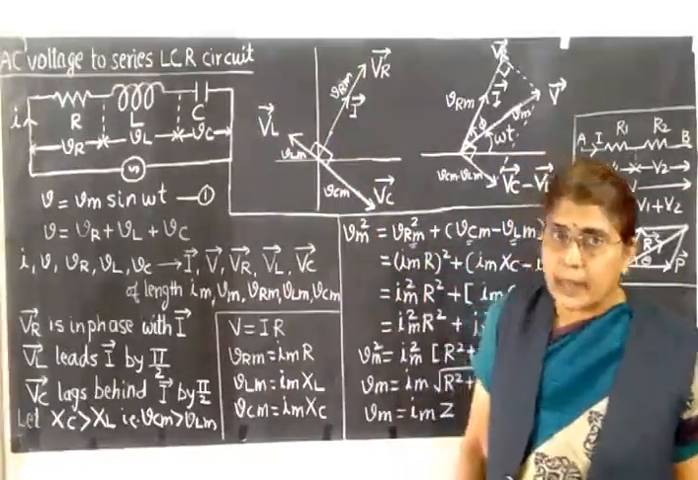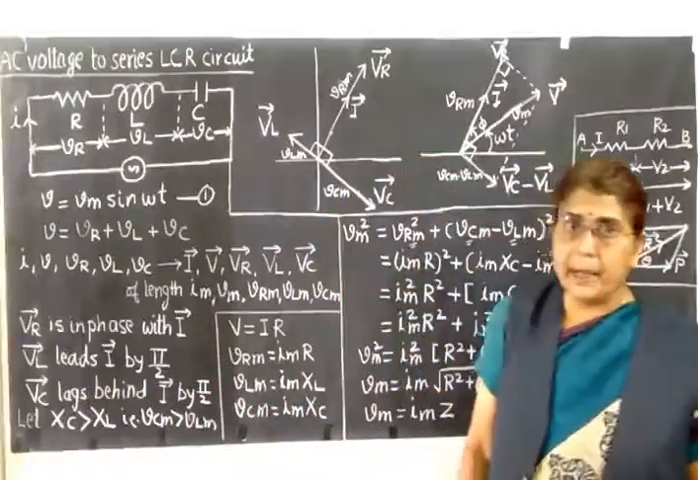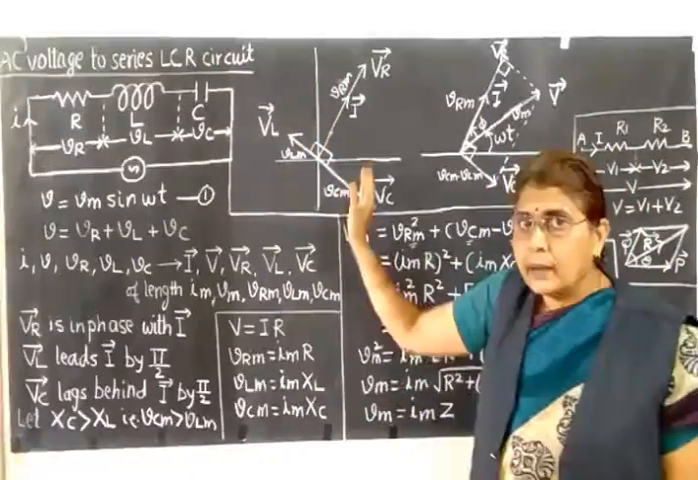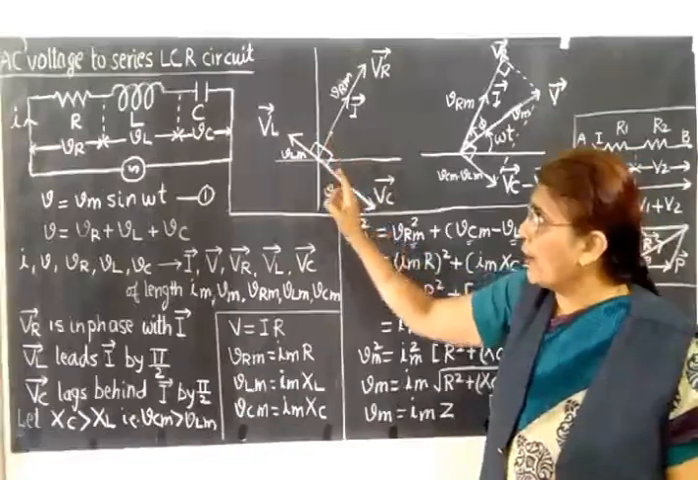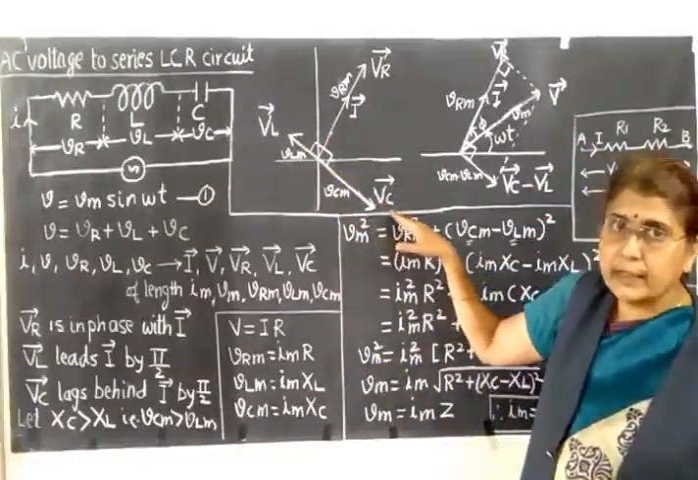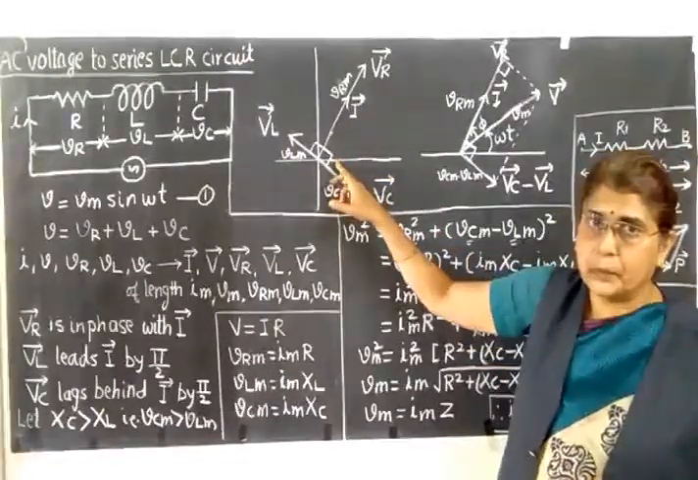Now let us go to the third part. That is VC lags behind I by pi by 2. Lags behind means you have to go in the reverse direction, in the clockwise direction. So go in the clockwise direction through an angle pi by 2. So VC will be represented along this line. So VC lags behind I by pi by 2.